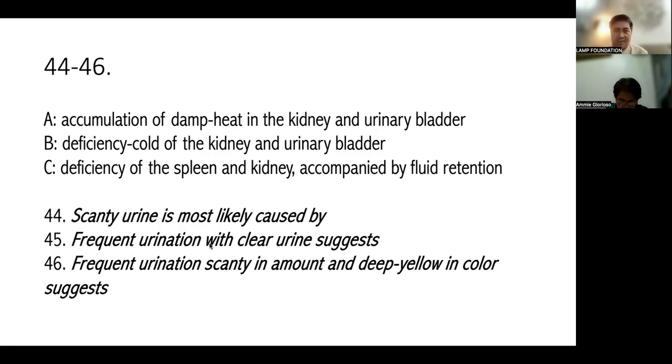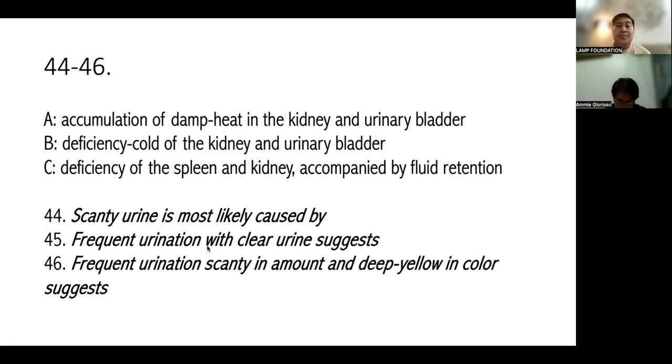Okay. Number 46. Number 46, frequent urination that is scanty in amount and deep yellow in color suggests letter A, accumulation of damp heat in the kidney and urinary bladder. So, ano po siya, Doc? May heat siya, damp heat, yung deep yellow, yung color. Maamoy, no? Damp heat. Oo, ito kasi yung merong UTI, no? So, damp heat, mainit. Nag-fever sila minsan. And there is pain. Okay? Yung tinatawag na cystitis when you have infection of the urinary bladder.